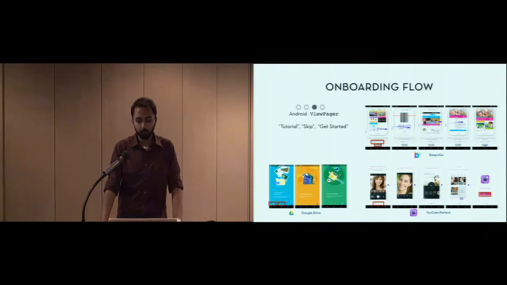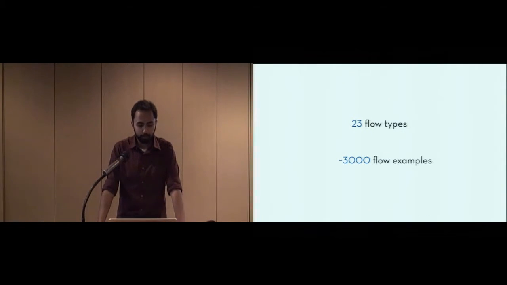Here are examples of onboarding flows. These were identified by looking for UIs with Android view pager elements and elements with the words tutorial, skip, or get started. View pager elements are generally seen as a series of dots on the screen. However, it's much easier to identify them using the class names contained in the view hierarchy data that we capture. We identified close to 3,000 flow examples for 23 different flow types in our data set.